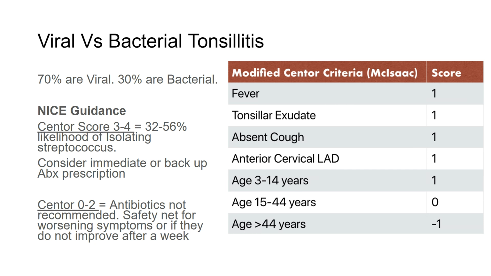So this patient would score for a fever. It would also score for tonsillar exudate, as you saw on examination of the oral cavity. He doesn't have a cough, and he's got cervical lymphadenopathy. So he's got a Centor score of 4. And that indicates, on the left-hand side, you can see a risk of 32 to 56% of isolating streptococcus. And therefore, you should consider an immediate or backup antibiotic prescription.